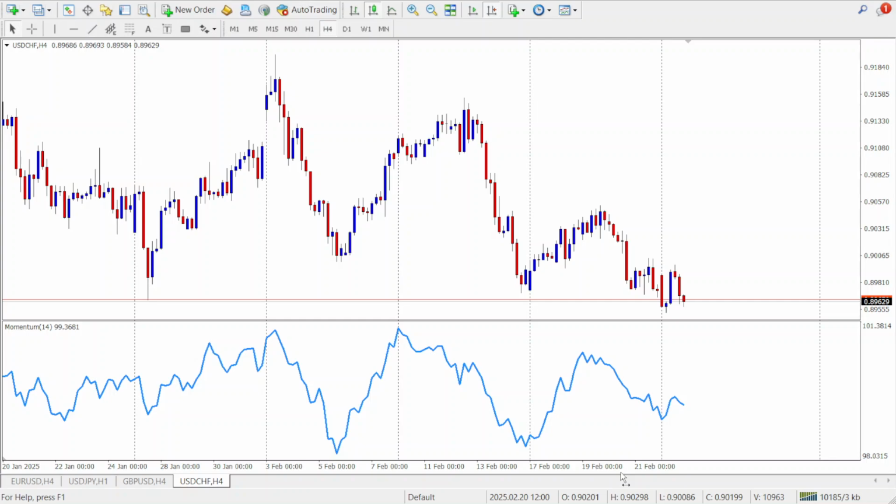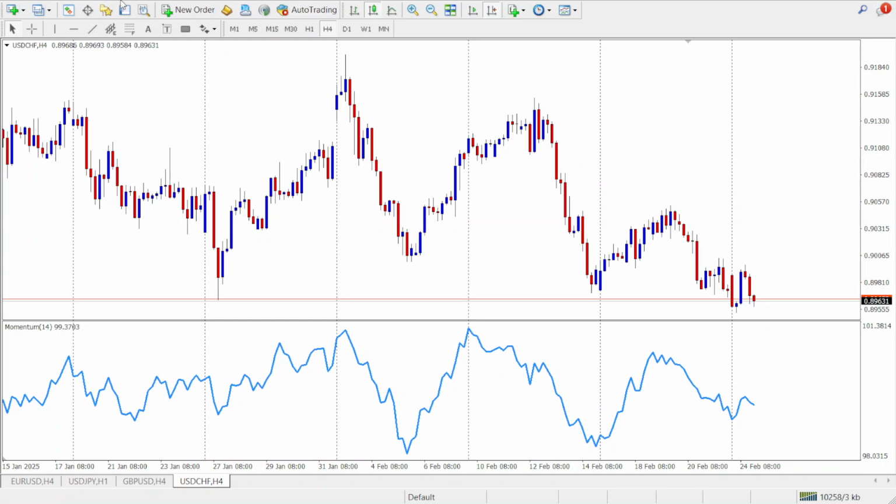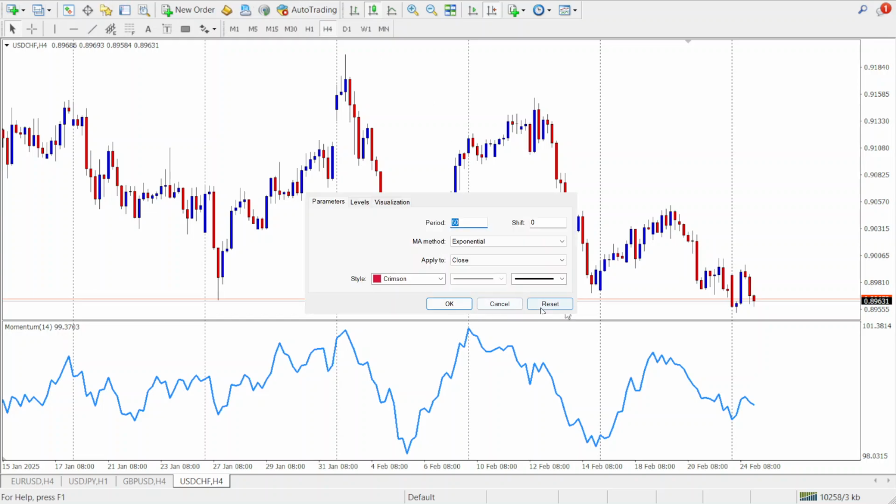So now that we know what the momentum indicator is, let us go over some of the best trading strategies using it. The first is the momentum trend confirmation strategy. One of the best ways to use this indicator is to confirm the strength of a trend before entering a trade. If the momentum indicator is rising, it confirms an uptrend is strong. When the momentum indicator is falling, it confirms that a downtrend is strong. You can identify a trend using a moving average, for example.